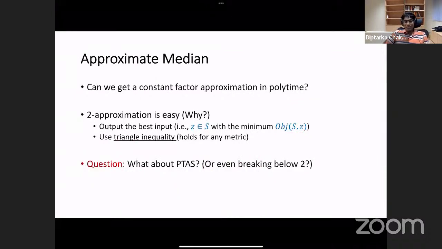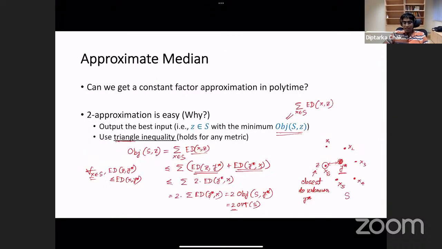So now, is this argument clear? I think this is a pretty simple argument, and I guess most of you have already seen this argument before. So this holds for any metric.